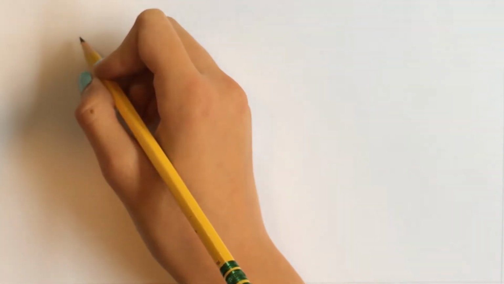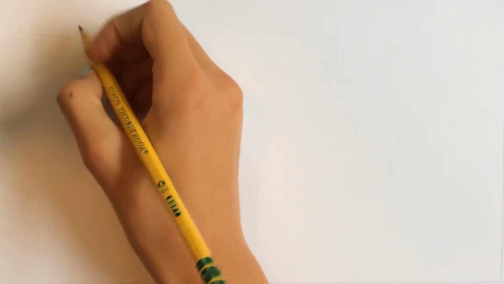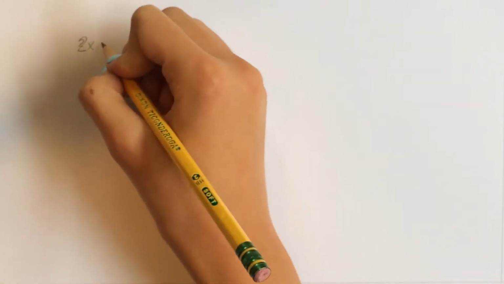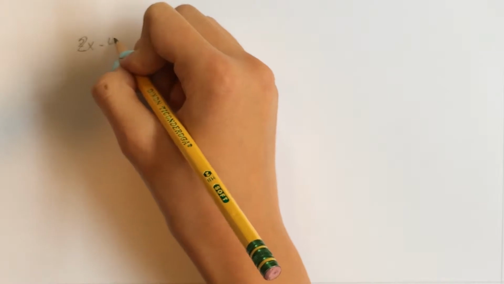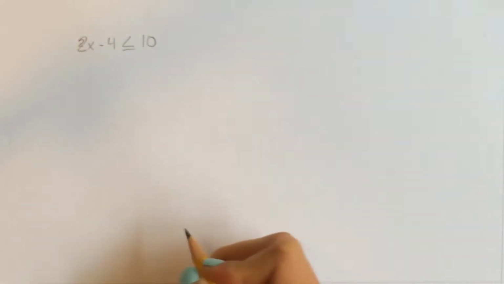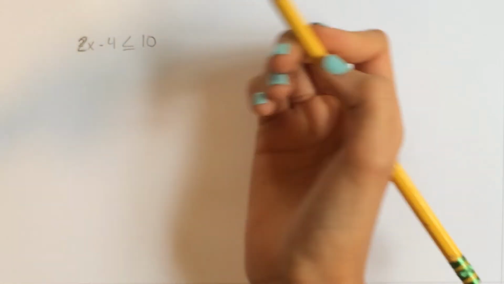Hello, today I'm going to show you how to solve inequalities, and I have to say they are actually quite similar to solving regular equations. So our first inequality is 2x minus 4 is smaller than or equal to 10. Just like you would with an equation, we have to isolate for x.